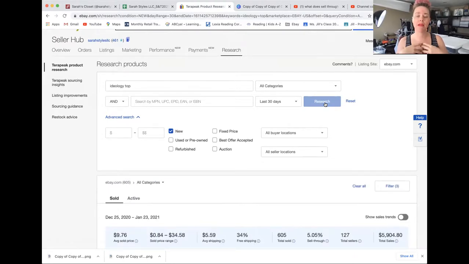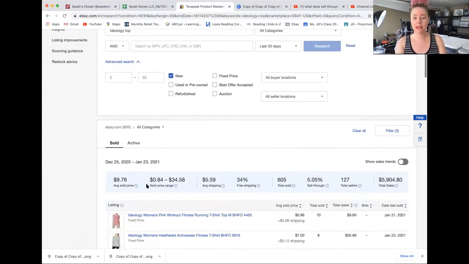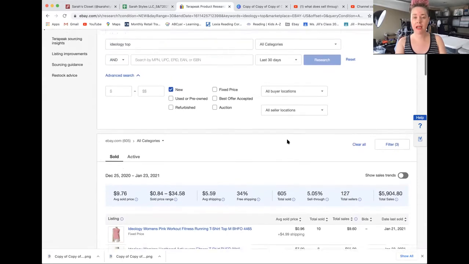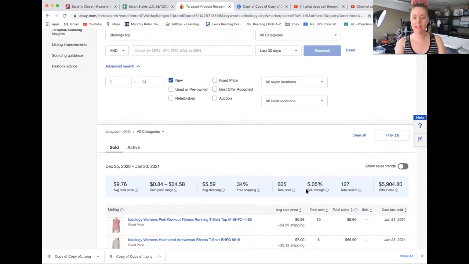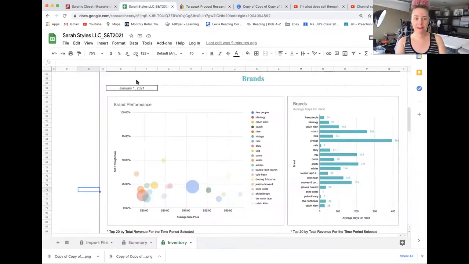So I want to see how I'm performing compared to the market. How are my items selling compared to market? And you can come down here and say, here's a sell-through rate. You want to make sure to compare apples to apples. So I was looking at a month's worth of data before. I want to compare to the last 30 days, comparing the same time period. And you can come down here and say the sell-through rate for the market, Ideology tops on eBay are selling at 5%. And my sell-through rate is actually at 13%.